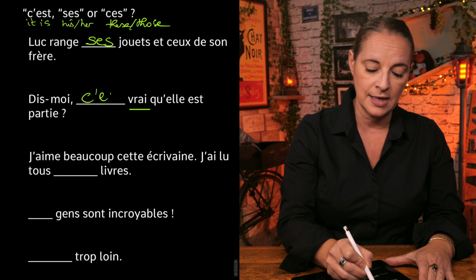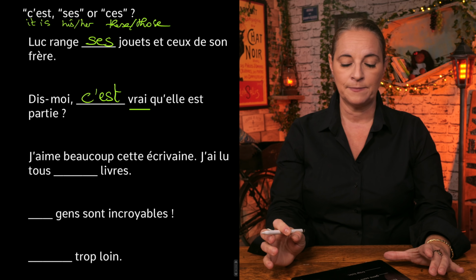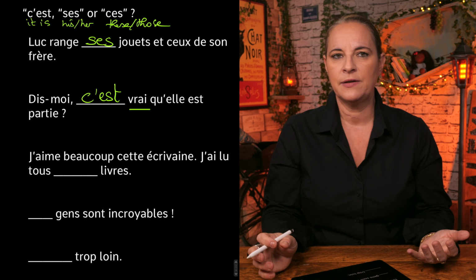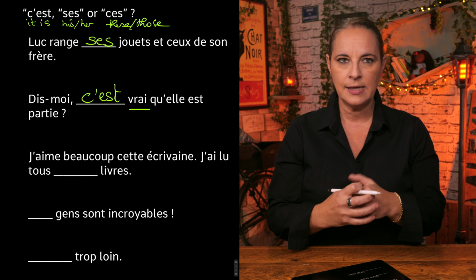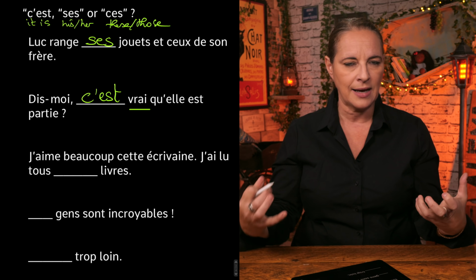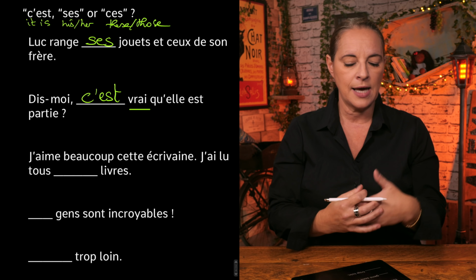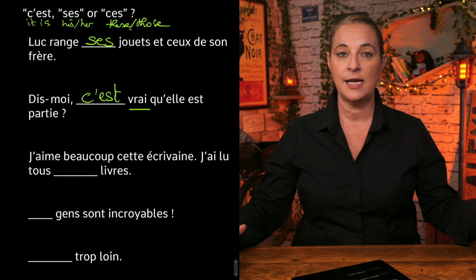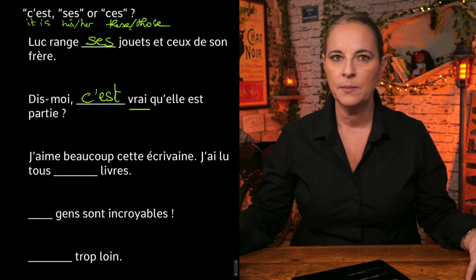So we want technically to say c'est, it is. It is not c'est, SES, because vrai is an adjective. So it's not a belonging thing. It is not these or those, because vrai is an adjective. It's not a noun. So it has to be, it is, c'est. Dis-moi, c'est vrai qu'elle est partie? Tell me, is it true that she's gone?